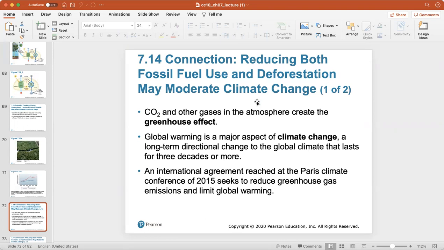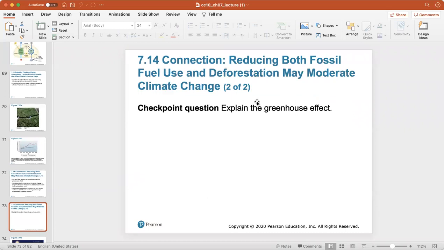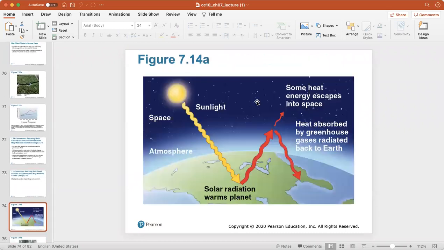Carbon dioxide and other gases in the atmosphere create what we call the greenhouse effect. And global warming is a major aspect of climate change, which is a long-term directional change to the global climate that lasts for 3 decades or more. And an international agreement reached at the Paris Climate Conference of 2015 seeks to reduce greenhouse gas emissions and limit global warming. So I'll let you guys explain the greenhouse effect in your own words.